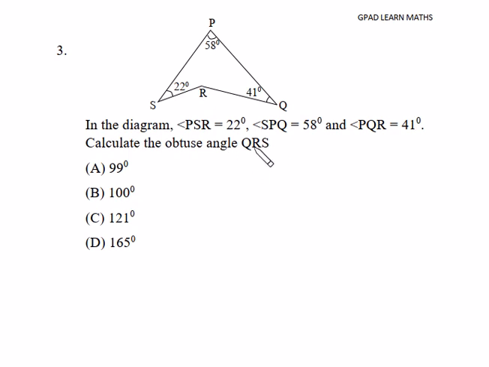Obtuse angles are angles that are more than 90 degrees but less than 180 degrees. This is a right angle, for instance, and this is obtuse. If you notice, this angle is bigger than this angle. This is obtuse. What about reflex? Reflex angles are angles that are more than 180 but less than 360 degrees. So it's between 180 and 360 degrees. But now they say we should calculate the obtuse angle QRS.